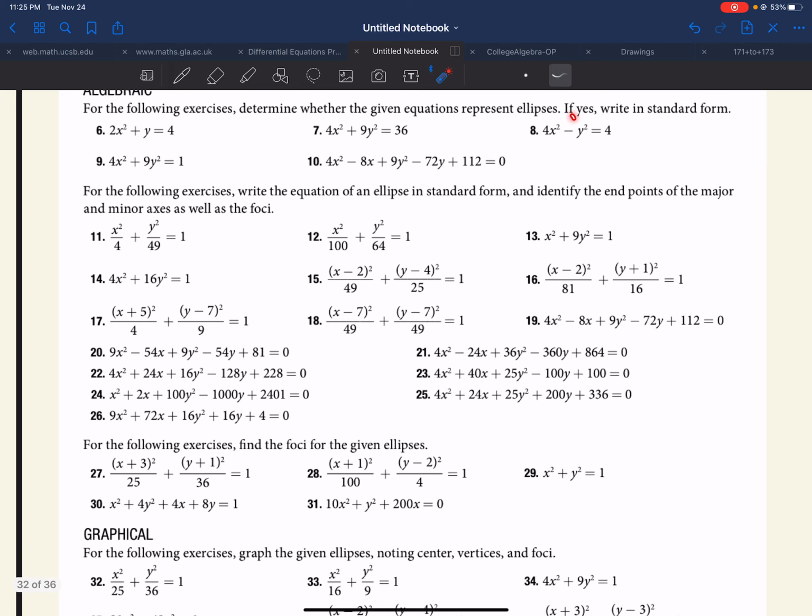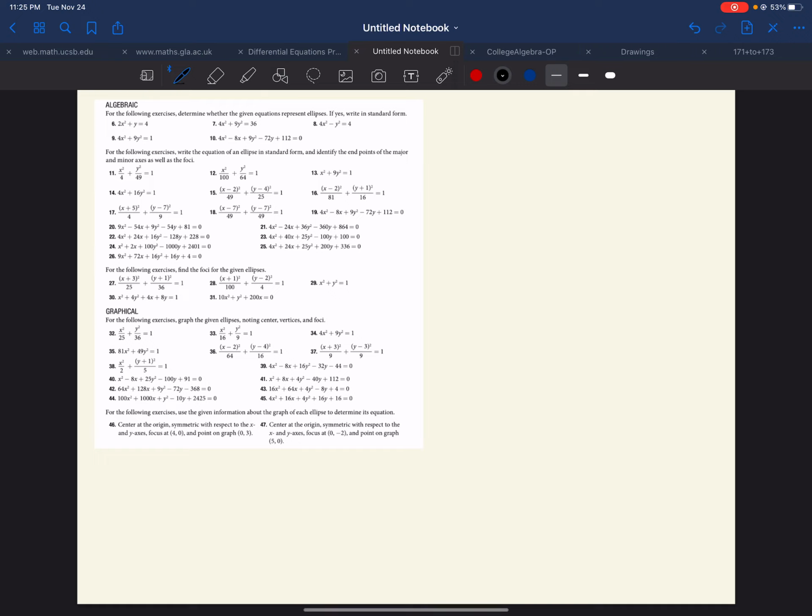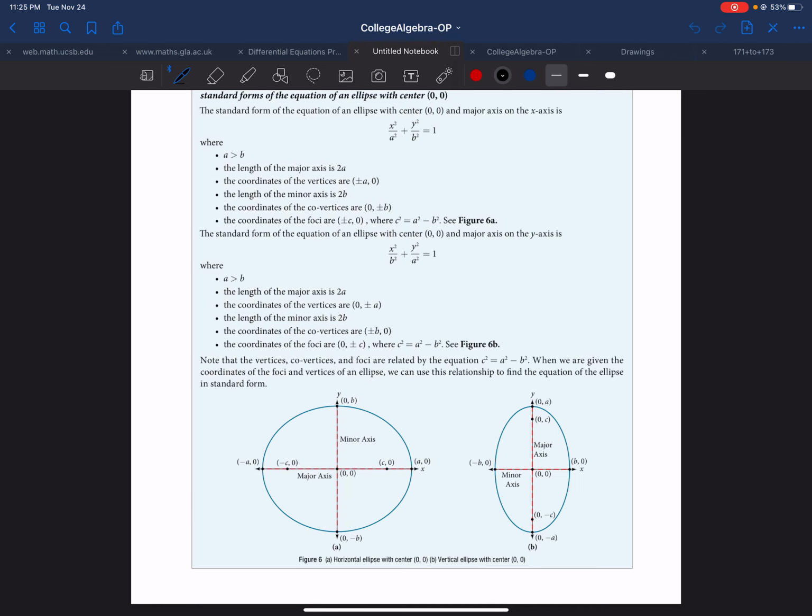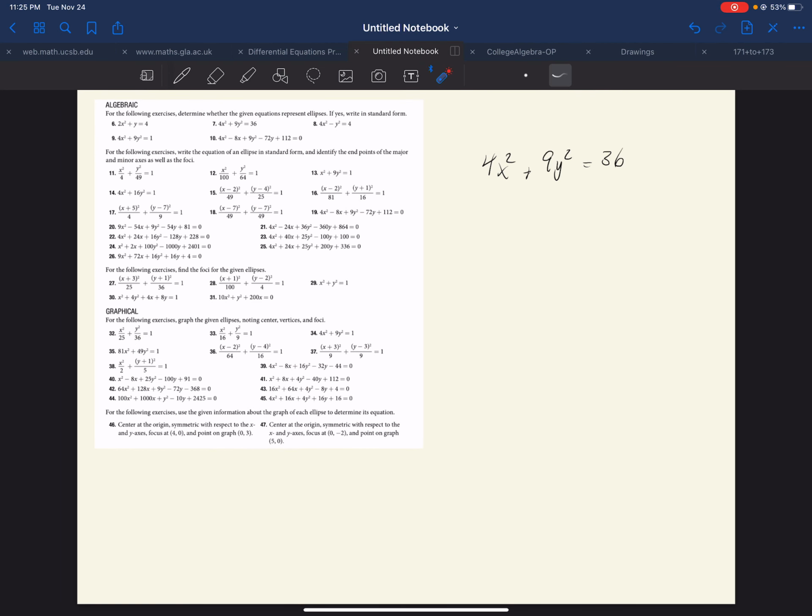And then it says if it's yes, then put it in standard form. So if I take 4x squared plus 9y squared equals 36, the important thing for you to know is it has to be a 1 on that side. And so you must make it a 1. Well, it's a 36 right now, so I'm going to divide everything by 36.